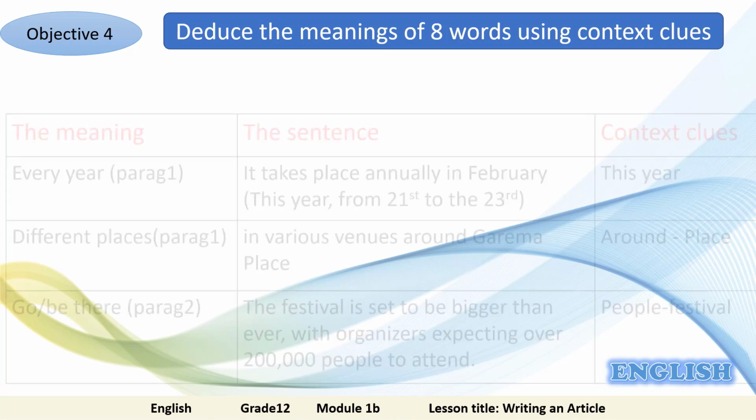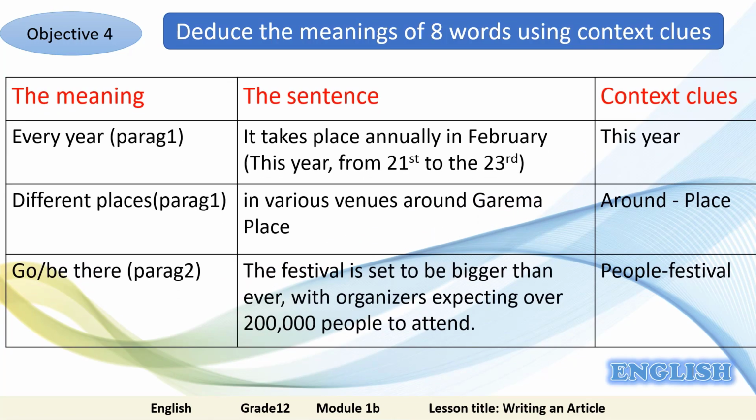Let's take a look here. I need a word in that sentence that means every year. It takes place annually in February this year from 21st to the 23rd. Which of these words in that sentence means every year? Definitely correct. Annually. How can you tell? Because you already have a clue, which is this year.